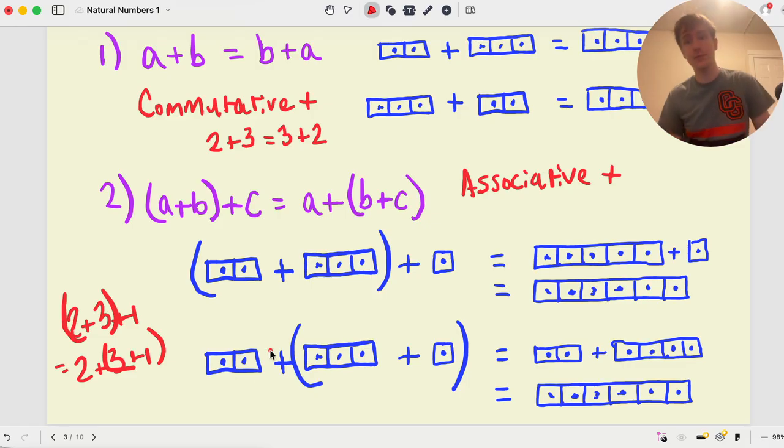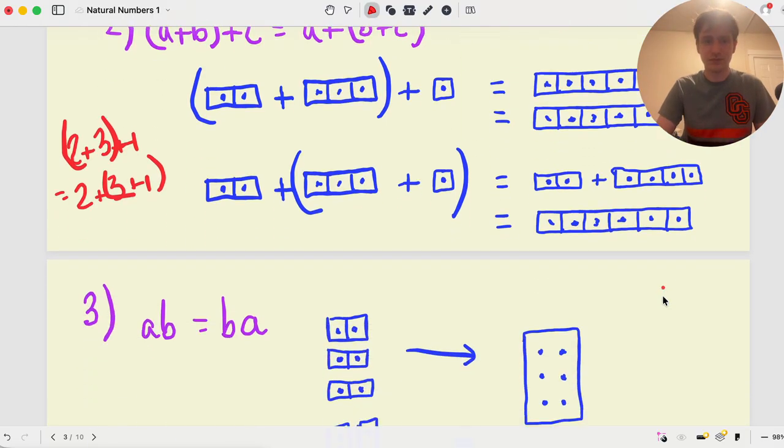This is different from commutativity because commutativity says you can flip them. Associativity says that you can tackle this first and then this. So it establishes some sort of order in which you do the additions. Okay, so you see it pretty clearly right here. If I have the 2 and the 3s and then the 1, I get the same thing in the end, whereas if I had the 3 and the 1s and then the 2s, again, it's all the same number of blocks in the end. Okay.